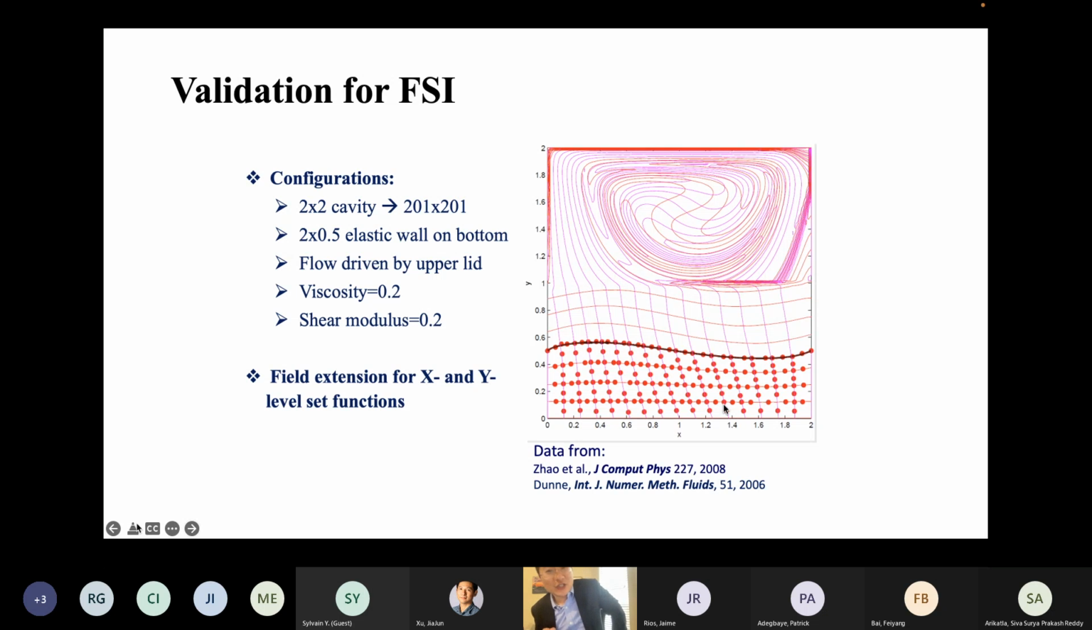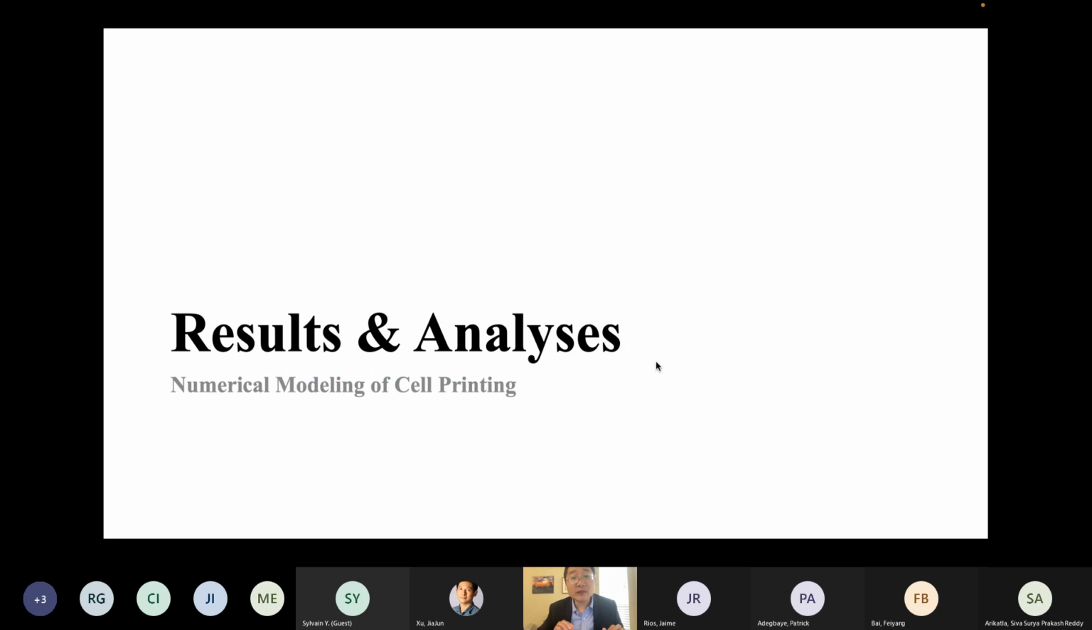After the validation, we validate with a shear modulus for the solid and viscosity for the fluid. We model everything the same as the previous literature study. So now we are sure that we have a good implementation of both parts, fluid multi-phase flow and fluid structure interaction. After we have both working, how about we put the cell in the bioprinting process? We want to see what's going on there.